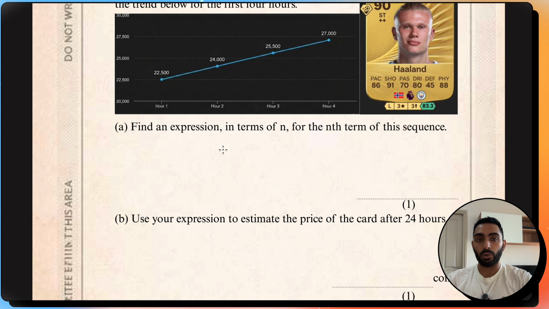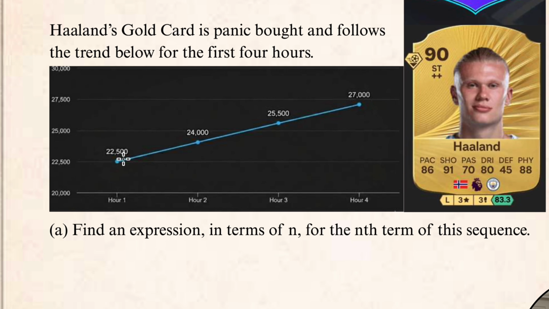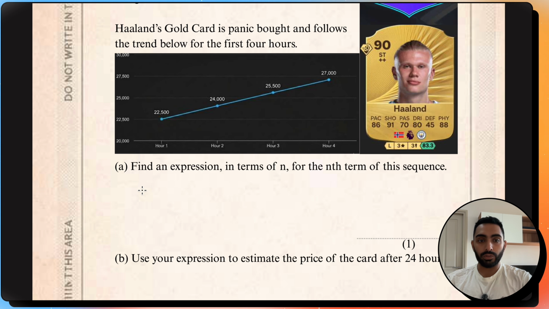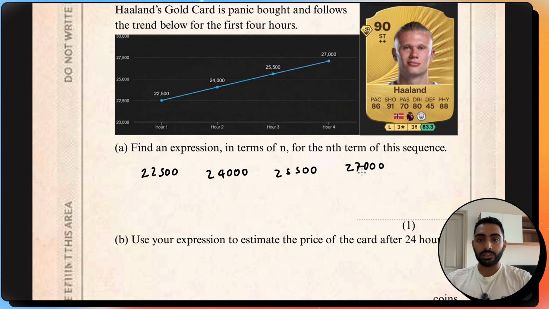So his card is in packs. That means his card is going to go up in price. It starts off at 22,500, and then it goes up to 24,000, and then 25,500, and then 27,000. You can see it's a straight line. It's going up by the same amount every time. We're going to write down all of those: 22,500, 24,000, 25,500, and 27,000. Find an expression in terms of n for the nth term of this sequence.